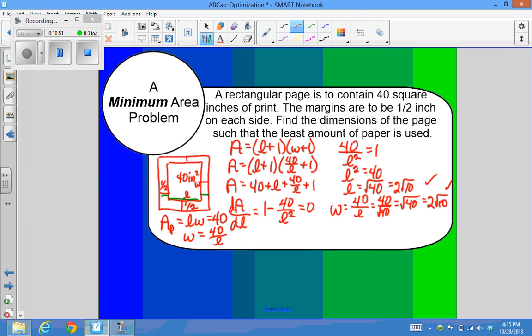I've got to go back because my overall page is right here, right? I need my length plus 1 and my width plus 1. So my length was 2 square root of 10 plus 1, and this is inches, by 2 square root of 10 plus 1 inches in width. So there's my length times my width. There's my solution. If you've got your calculator, plug it in and give me the decimal. The decimal's fine. I just don't have mine handy right here. So there we go.